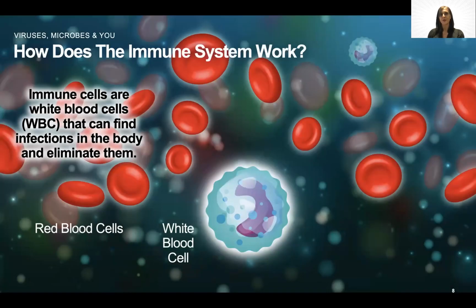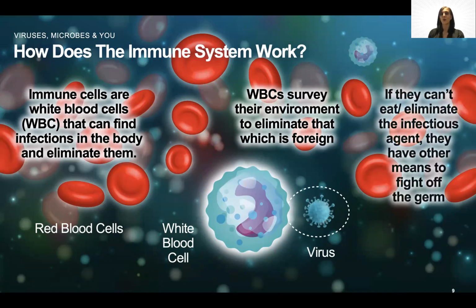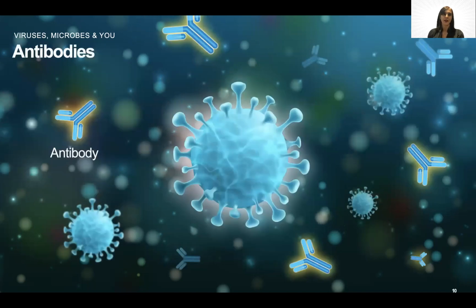So how does the immune system work if you are unfortunate enough to get covered in something that somebody sneezed out? Well, your blood has 2 different kinds of cells in it: the red blood cells that deliver oxygen and nutrients, and then these white blood cells that work to survey their environment and try to eliminate anything that is foreign, something they see, like a coronavirus. And if they can't just directly get rid of that virus, they have other means by which to fight off that germ. Do you know what I'm talking about?